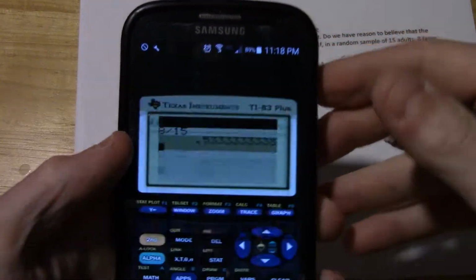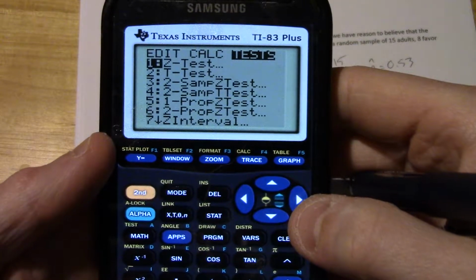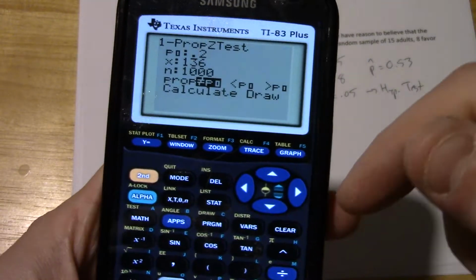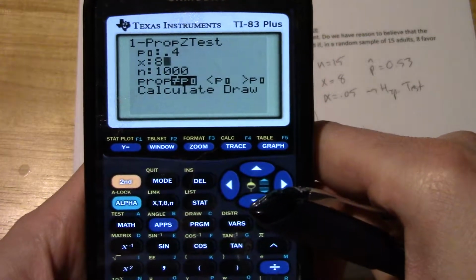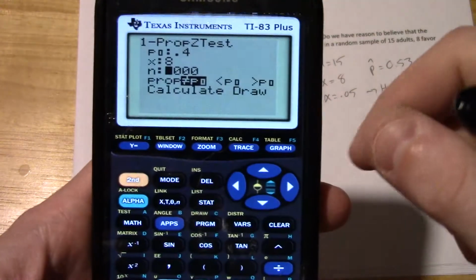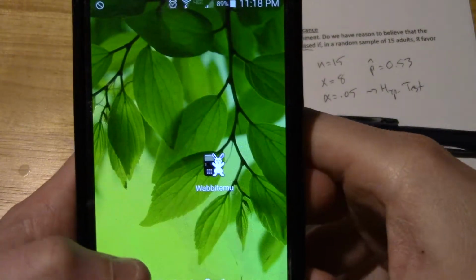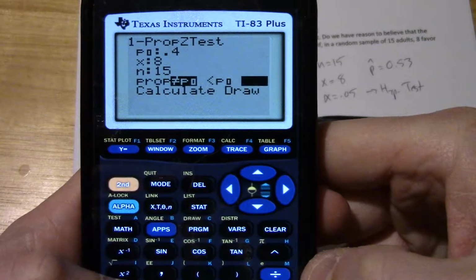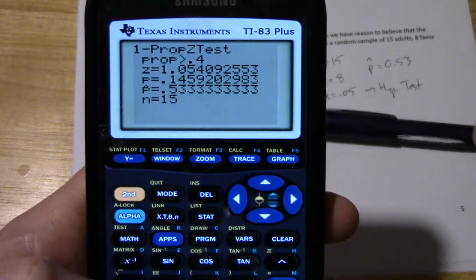So we go to the calculator, stat, tests, and one-prop z test is number 5. We believe that the value is 0.4. That's from the null hypothesis. We observed 8 successes out of 15 that we sampled. And we think that the proportion has increased. Okay, so then we can calculate that.